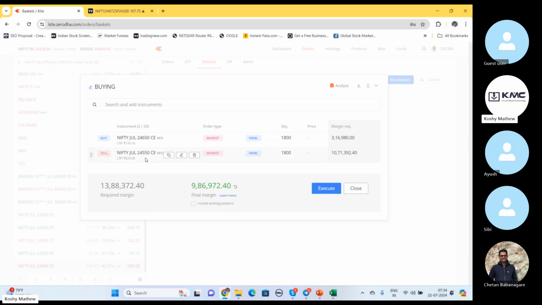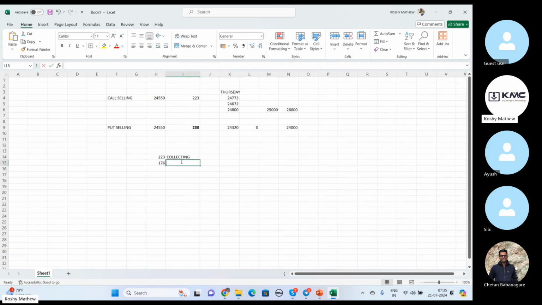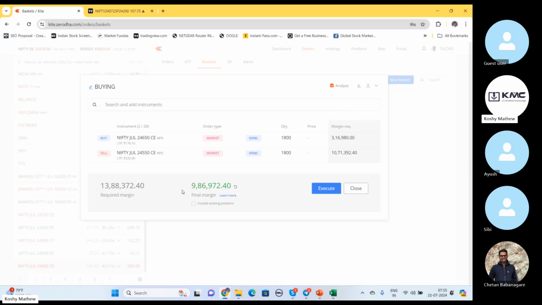So what I did, 24,550. How much premium am I collecting? 223 rupees premium I'm collecting. By buying, I'm paying a premium of 176. I'm collecting 223 from some other fellow, and this 176 is what I'm paying because I also bought a call option. I have to hedge. Hedging is nothing but trying to control your losses. So what is the total premium I've collected? Overall premium 223 minus 176, 47 rupees premium I'm collecting by hedging. That's what I did here.